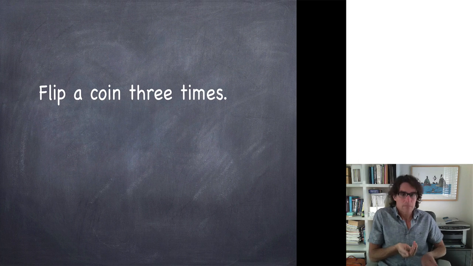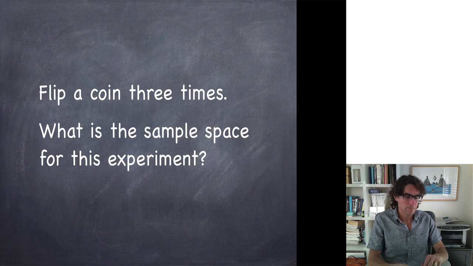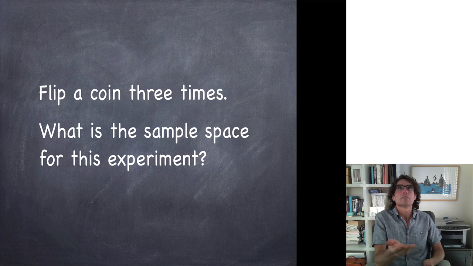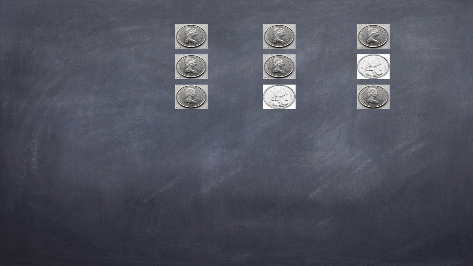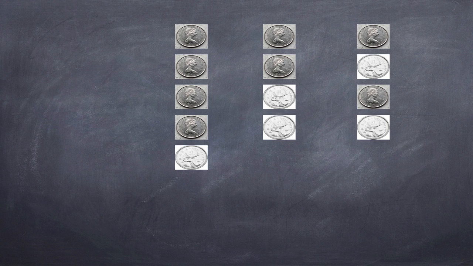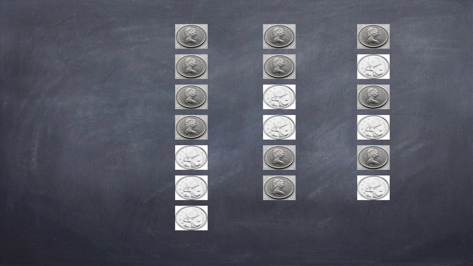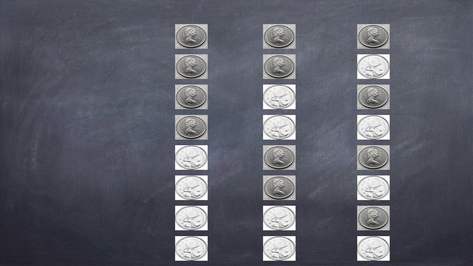Suppose that we flip a coin 3 times. What does the set of all possible outcomes, the sample space, look like? One possibility is 3 heads in a row. Another possibility is 2 heads followed by a tail. Yet another possibility is head, tail, head, and so on. In fact, there are a total of 8 possible outcomes.